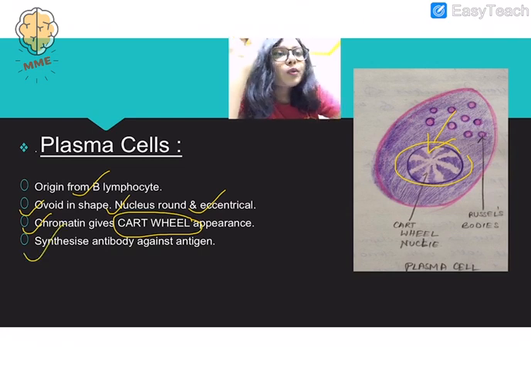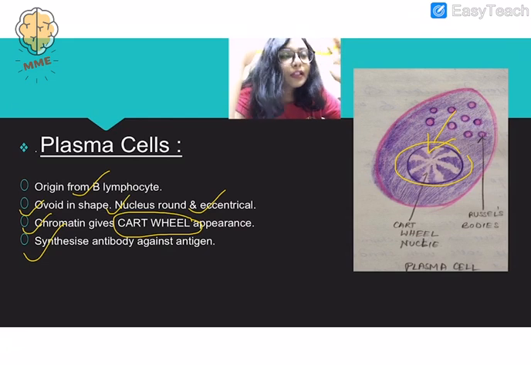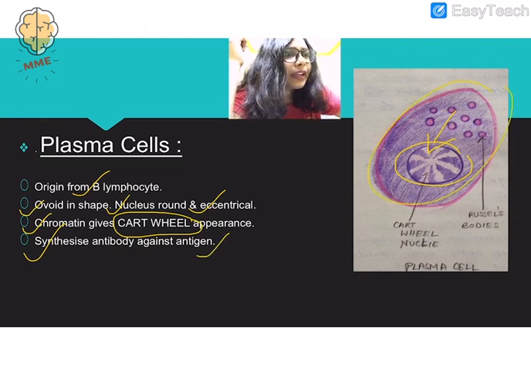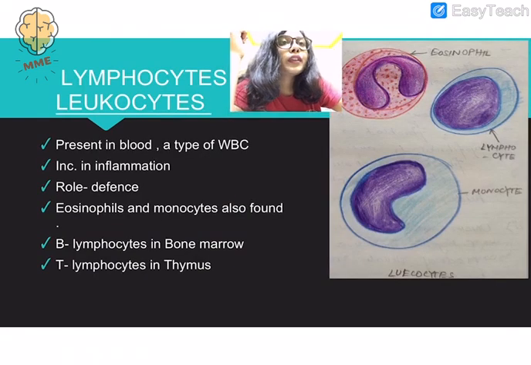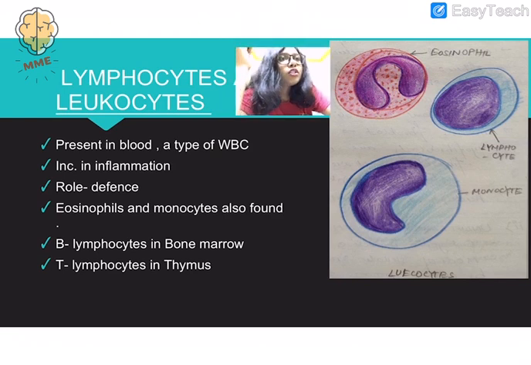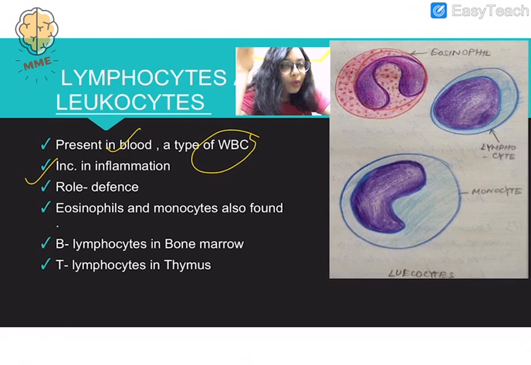Now the most important function of the plasma cell is what? They are the protectors of our body. They synthesize antibodies, god-level antibodies against any antigen. So this is how you will make it. You will see Russell's body here. Now lymphocytes and leukocytes: both are present in the blood, and they are a type of WBC, and they increase in inflammation, whenever there is an inflammatory process going on in the body.